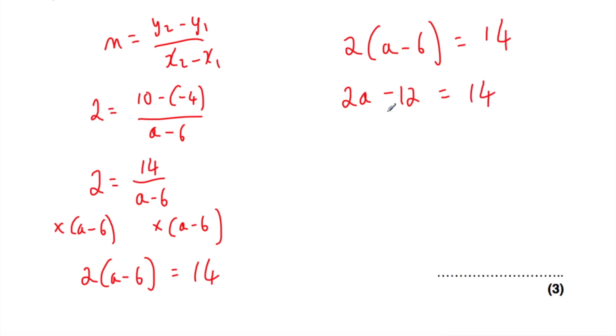And then let's add 12 to both sides to get rid of this take away 12. So add 12 and add 12. On the left-hand side, we'll just be left with 2a. And on the right-hand side, we've got 14 plus 12. That's equal to 26. And then finally, we want to get rid of this times by 2. So let's divide by 2 and divide by 2. And we get a is equal to 13. So that means a is equal to 13. And that's it. Okay, let's look at our next question.